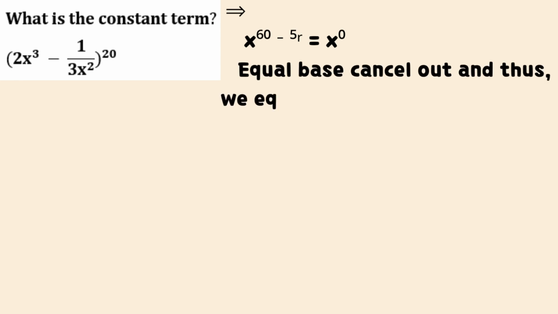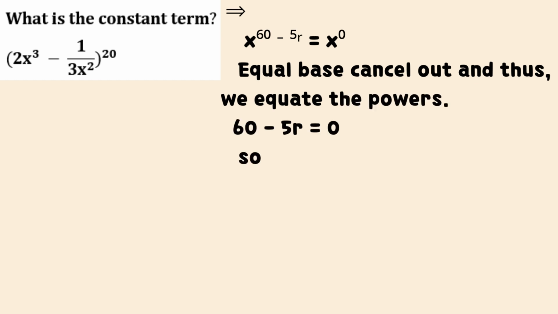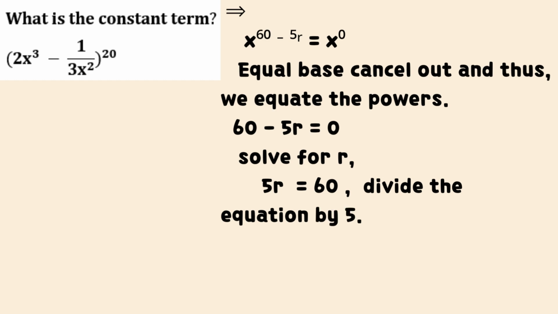It implies that x to the power of 60 minus 5 times r equals x to the power of 0. Equal bases cancel out, and thus we equate the powers. 60 minus 5 times r equals 0. Solve for r and we have that 5 times r equals 60. Divide the equation by 5 and hence, r equals 60 divided by 5, which equals 12.